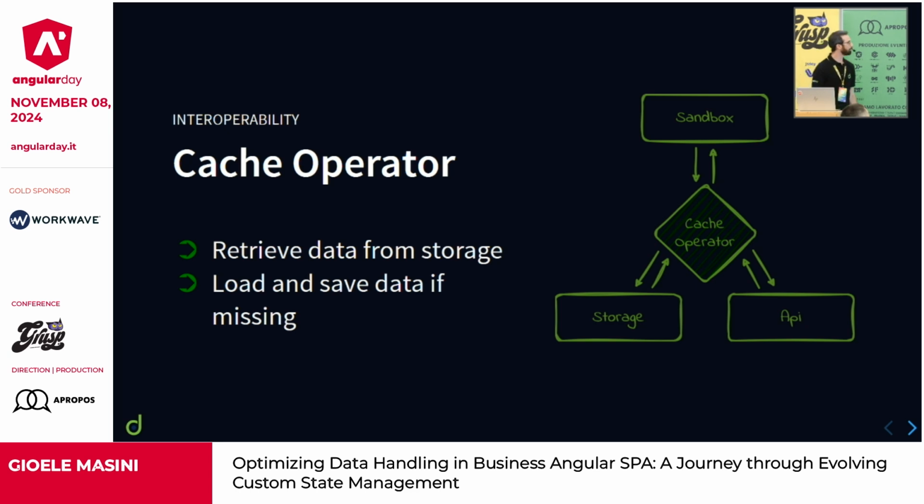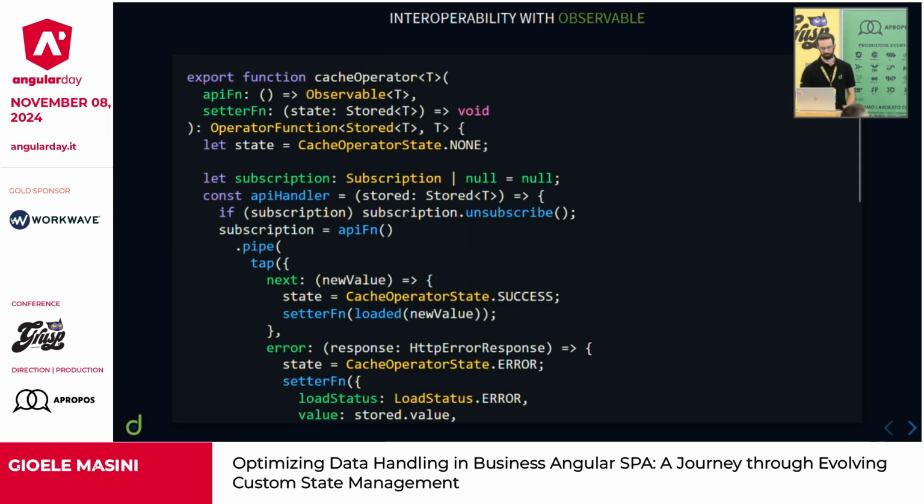Let's talk about interoperability. Our CacheOperator is the function we developed to realize the communication between sandbox, storage, and APIs. It's an automatic function which loads data when not available and saves it in our storage. It also permits getting it so that the sandbox can use it to provide our data to our components. This is the code for our first implementation.